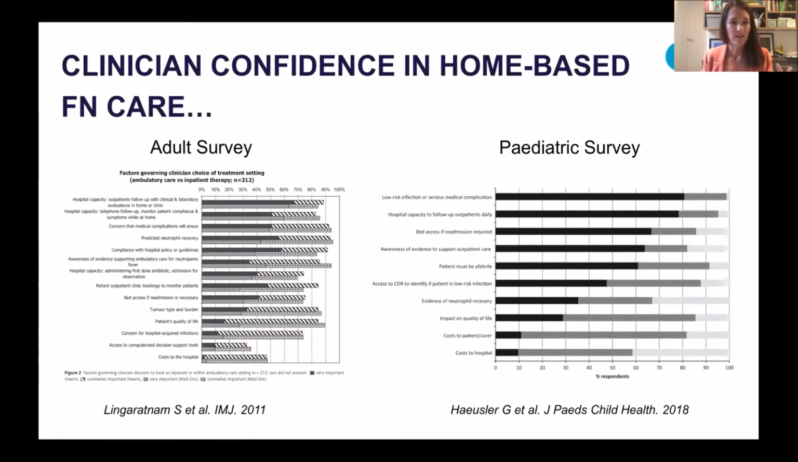So thinking about that, going back a step and thinking about clinician confidence in programs. These are the results of an adult survey of practice and a paediatric survey of practice, surveying oncologists, hematologists, infectious disease physicians, all those key stakeholders that I mentioned earlier, about their confidence in home-based management. What was really striking across both surveys in adults and paediatrics was that right up the top, identified as one of the most important factors, was hospital capacity to follow up patients, and that patients were entered into a structured program. And interestingly, across both groups, the cost to the hospital was rated much more lowly in relative importance to the clinician who is ultimately going to be making the decision to send these patients home.